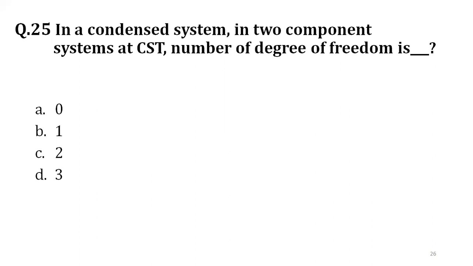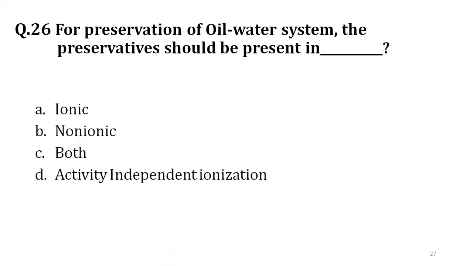As per the definition, CST is the maximum temperature at which two phases exist. So the number of phases is 2, and the number of components is also 2. So after the calculation, there is 2 minus 2 plus 2. So plus 2 and minus 2 will get cancelled, and your final answer will be 2. That is the correct answer, C, which is equal to 2.